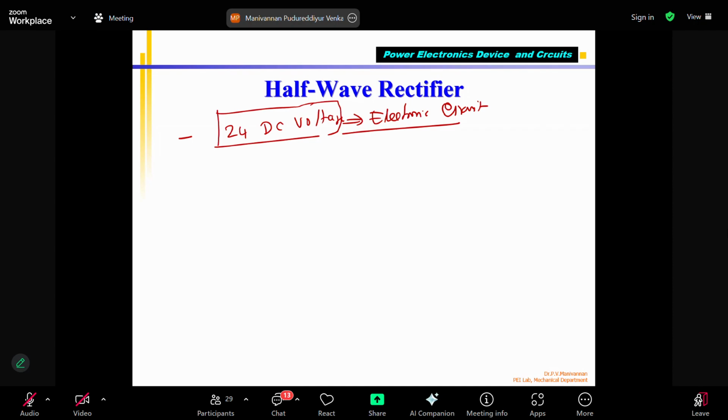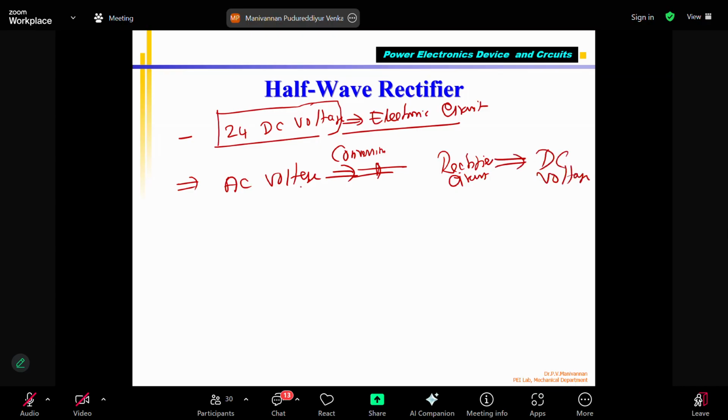Then you need a rectifier to convert the AC voltage into DC. AC voltage to DC conversion is done by a rectifier circuit. Correct? A rectifier circuit will provide DC voltage. AC is input, output is DC. Okay, what is the half-wave rectifier?